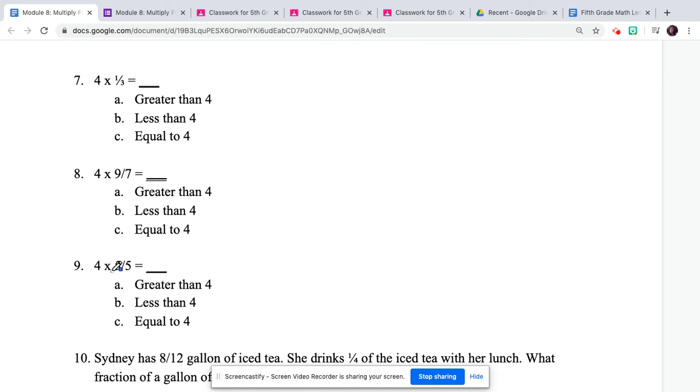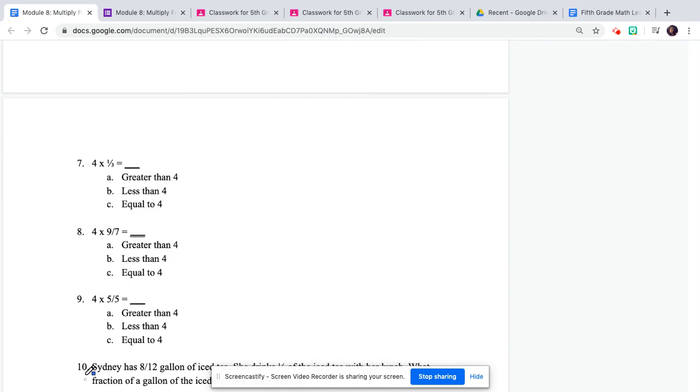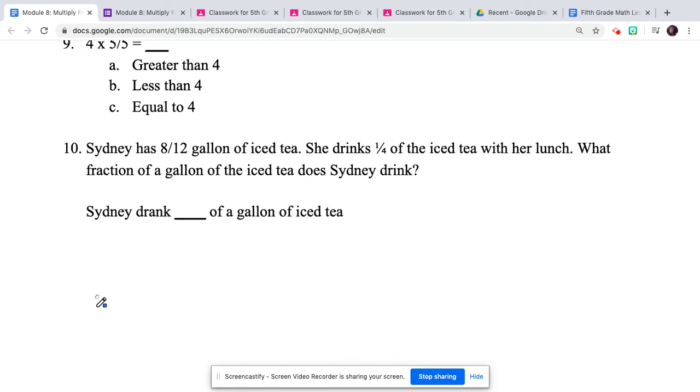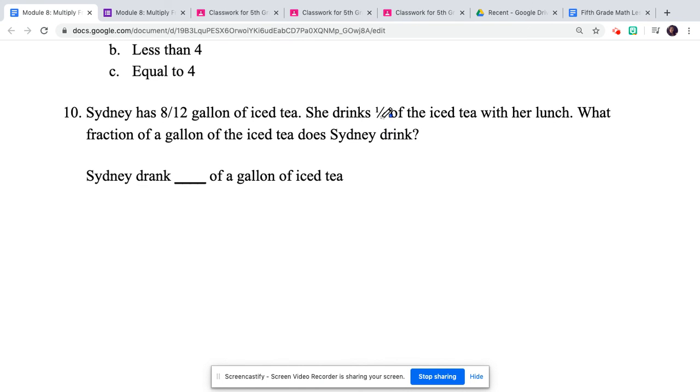And for number 9, it says 4 times 5 over 5. If I did 5 divided by 5, that's 1. So if I do 4 times 1, is my answer going to be greater than 4, less than 4, or equal to 4? And then finally, Sydney has 8/12 gallons of iced tea. She drinks 1/4 of the iced tea with her lunch. What fraction of a gallon of iced tea does Sydney drink? Again, we're just multiplying our two fractions and putting our answer right over here.